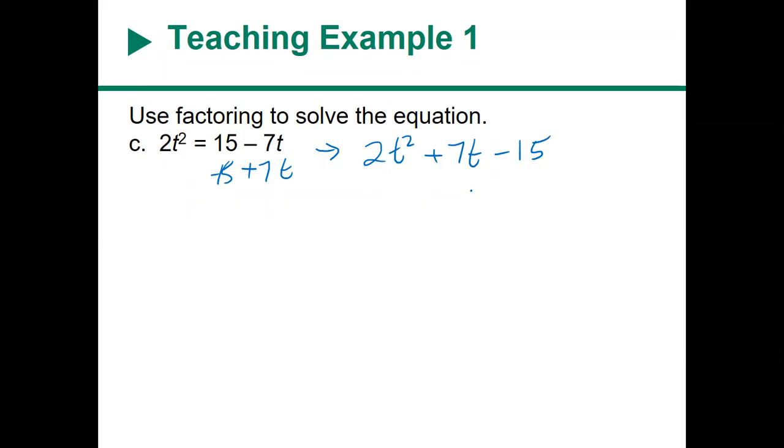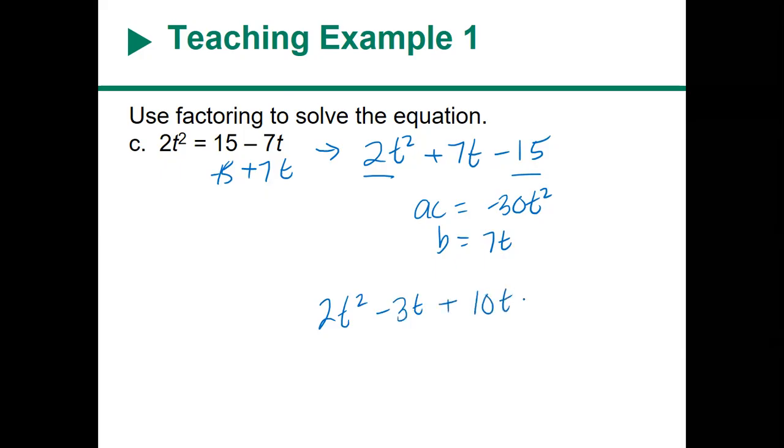All right, so now you're here. You're looking for a number that multiplies. So your A and your C, right? My A and my C equals negative 30t squared, but it needs to add to give me my B, which is 17. So what two numbers will multiply to give me negative 30t squared, but add to give me 17? 10 and negative 3. So I now know that this is going to become 2t squared minus 3t plus 10t minus 15.